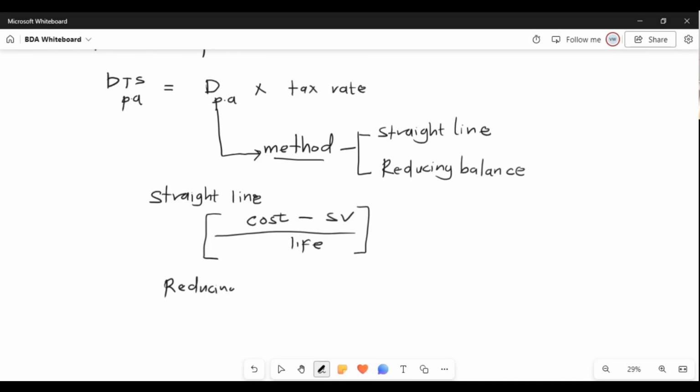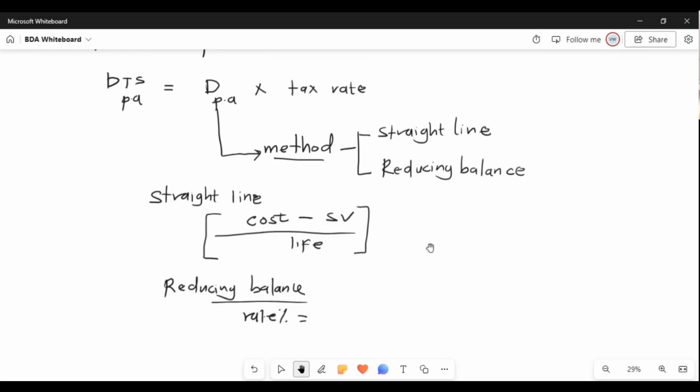If we are using reducing balance, then we must have a rate to charge using reducing balance. And reducing balance means that we'll be charging depreciation on the written down value of the previous year. And because it is reducing balance, definitely the capital allowance every year will be varied. It will not be the same, because the depreciation for every year will be different. That is how we use reducing balance.